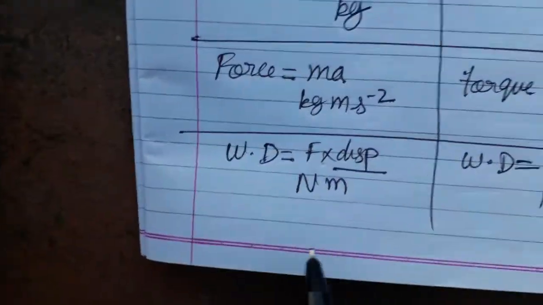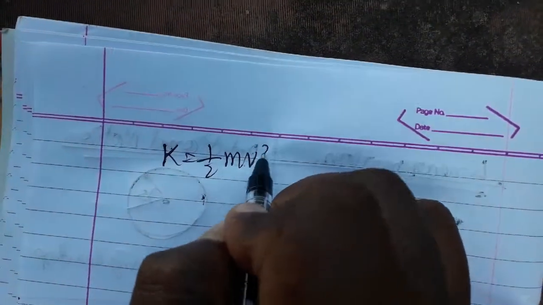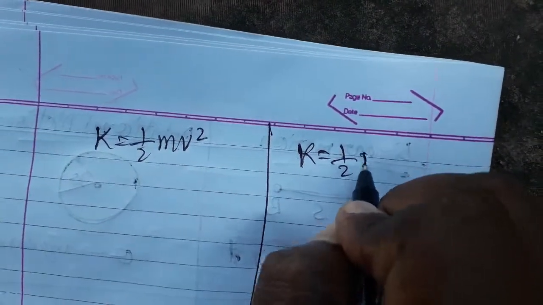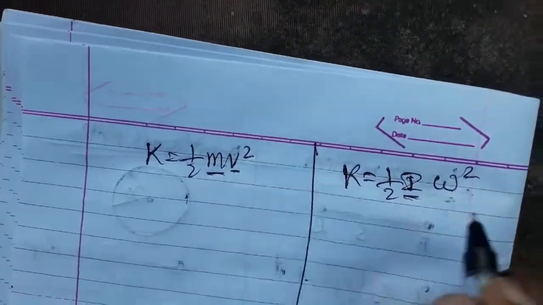Again, in linear motion kinetic energy is half mv square, but in rotation motion kinetic energy is half I omega square, because mass we take as I, and velocity we take as omega.